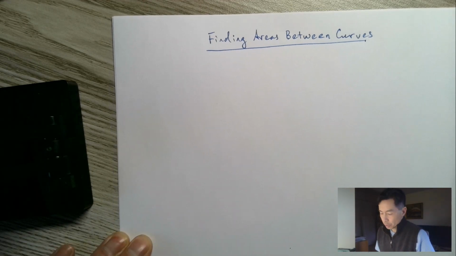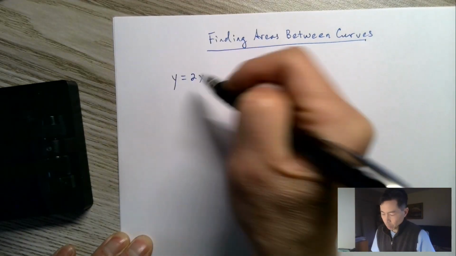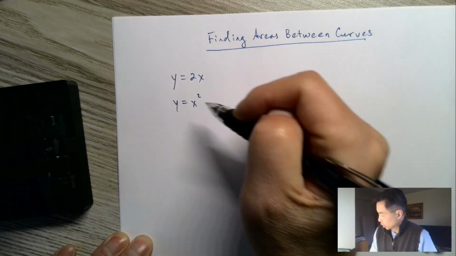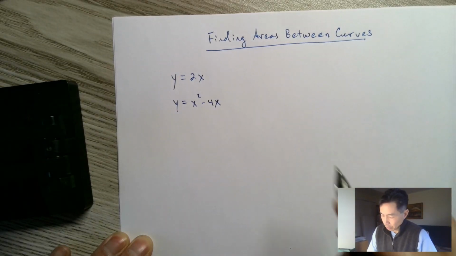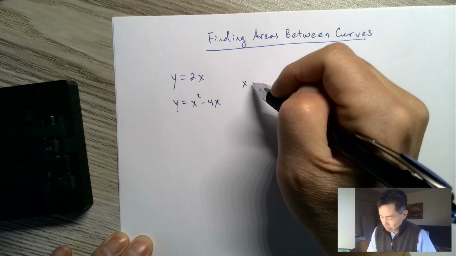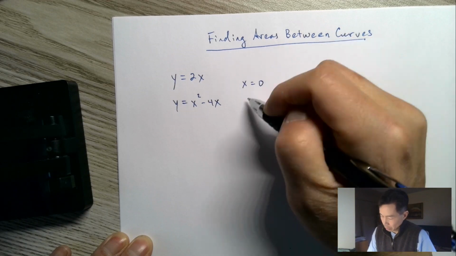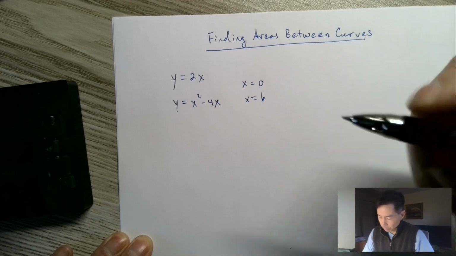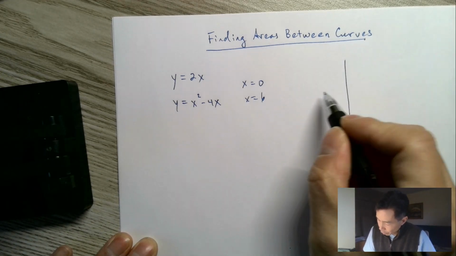So the first area we're going to find is the area between y equals 2x, y equals x squared minus 4x, and the left and right bounds are going to be x equals 0 and x equals 6. And this problem in the book where I found this gave you the graph. So I will give you the graph just like the book did.